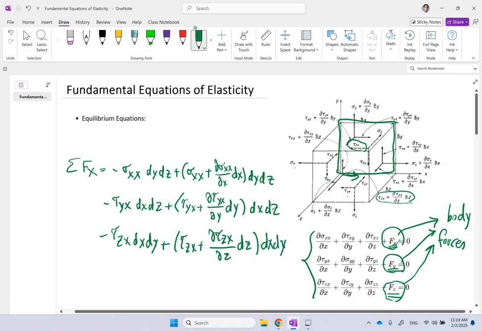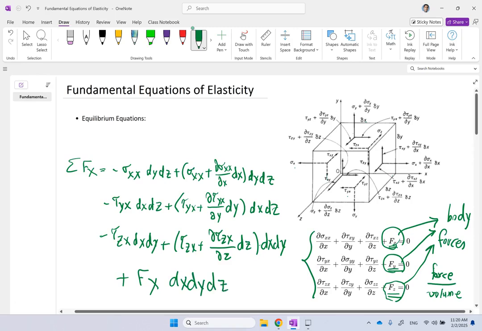So here we added all of these six forces on the faces, and now we have to add the body force. What is the body force? As we said, these are the forces per volume. All of them are the type of force per volume. Okay, these are forces, these are densities. So the force because of fx is going to be positive fx times volume of this cube, which is clearly dx dy dz, and this whole thing is equal to 0.